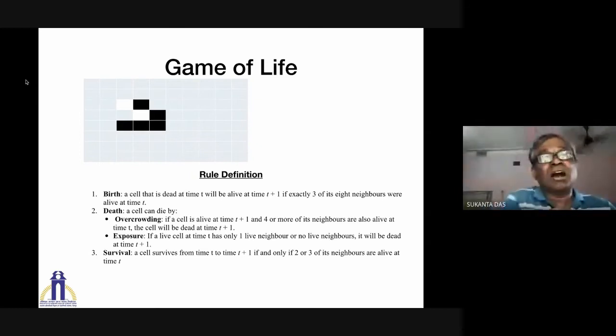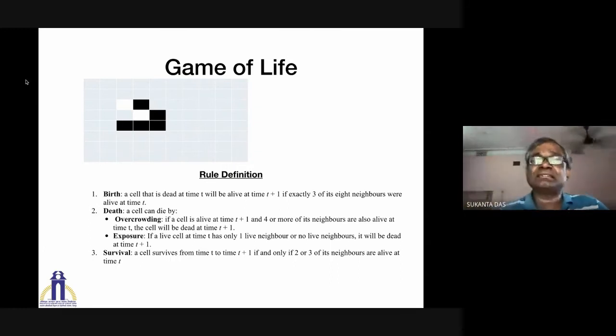Now see, I am applying this particular rule which I have just defined to all the cells. Now consider the white cells. A white cell means a dead cell whose neighbors are all dead. What will happen? Look at the death rule, the exposure rule. What does it say?